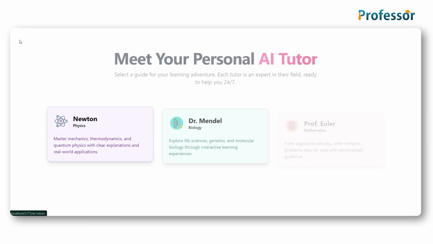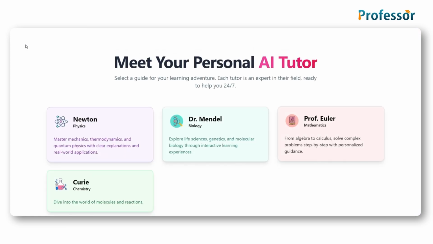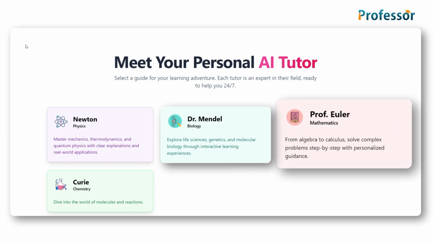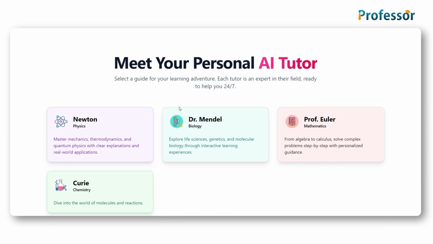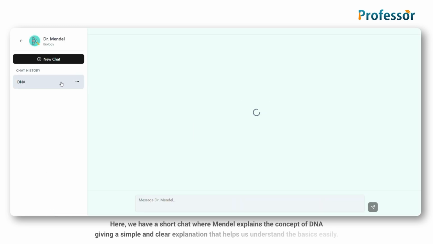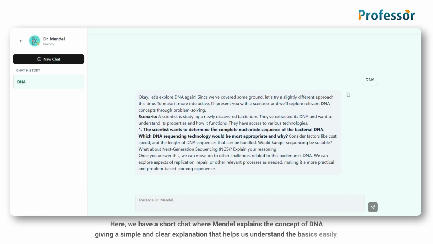In the same way, we can use other tutors too, like Mendel, the biology tutor, Euler, the maths tutor, and Curie, the chemistry tutor. First, let's open Mendel, our biology tutor. Here, we have a short chat, where Mendel explains the concept of DNA, giving a simple and clear explanation that helps us understand the basics easily.